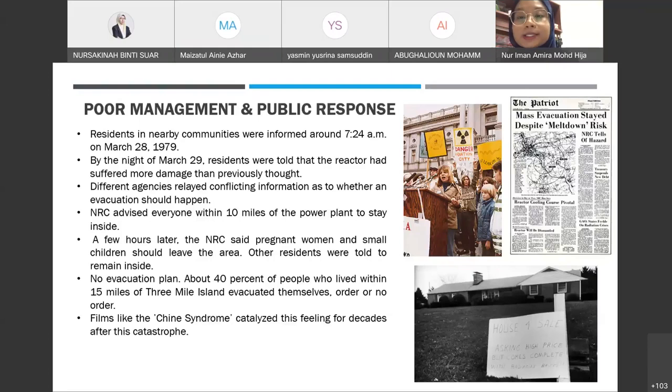And no evacuation plan at all. Some local residents weren't going to risk it. About 40% of people who lived within 15 miles of Three Mile Island evacuated themselves, order or no order. And then many citizens became fearful of nuclear power plants in general. Plus, films like The China Syndrome catalyzed these feelings for decades after this catastrophe.